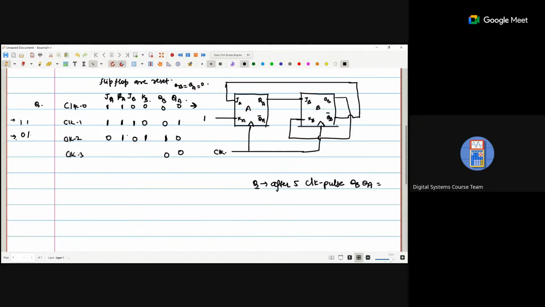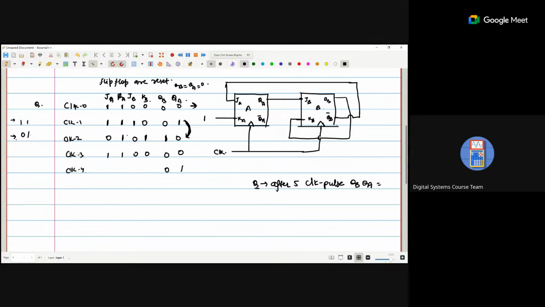Now again the first state will be coming. This state will be coming when QB and QA both are 0, 0. So we are considering that this J is 1, K is 1, JB is 0, and KB is 0. Now again for clock 4, it becomes 0 and 1. So this part is repeating.